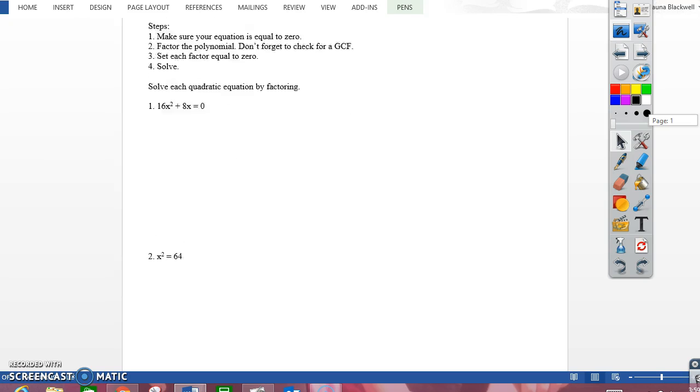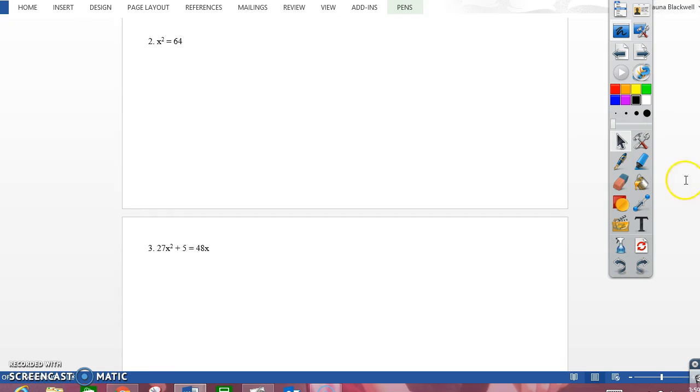All right, let's go on to number 2. Number 2, we have x squared equals 64. Now, first thing we check, is it equal to 0? And it is not. So here's the thing you want to remember. I've got to get this equal to 0.